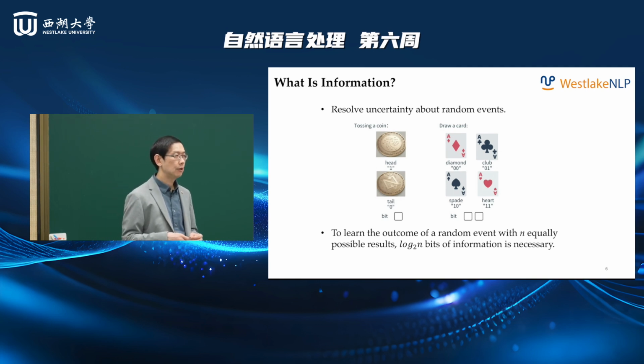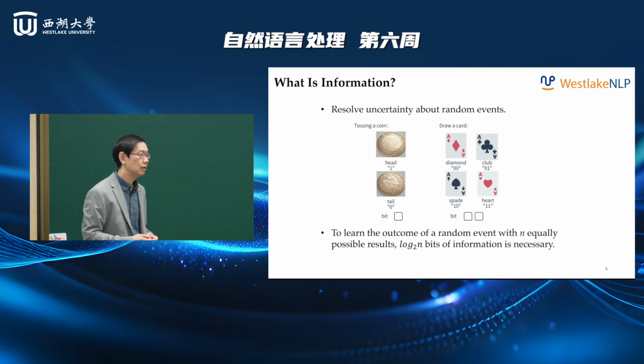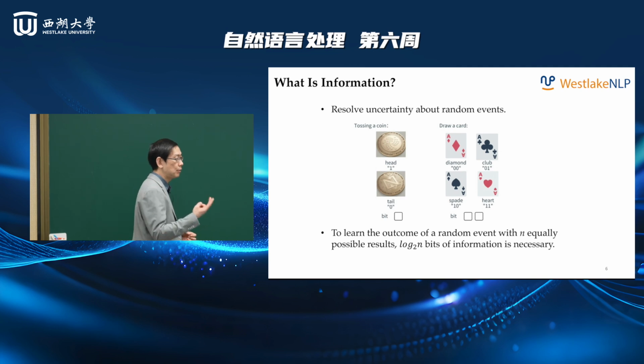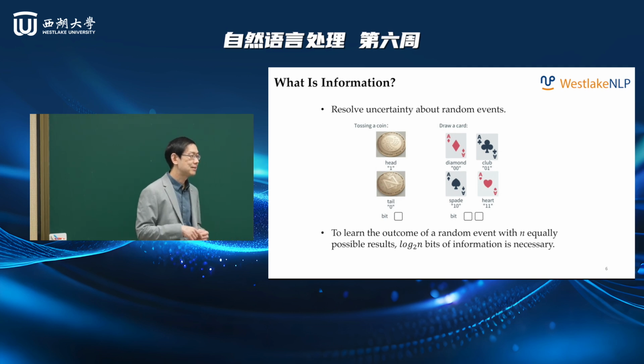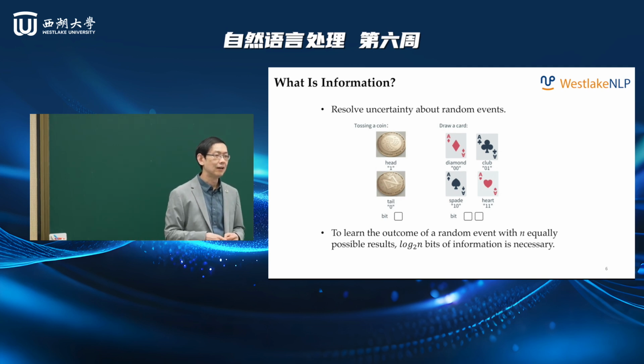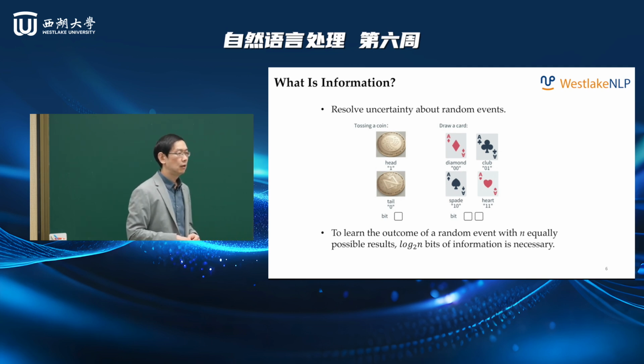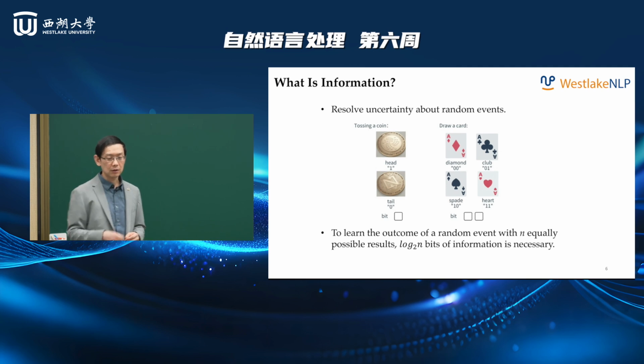So when I tell you there's no final exam, I resolve ambiguity in 2 choices, right? So I can use 1 bit to encode it, right? 0 means no final exam. 1 means there is final exam. So this is like tossing a coin, right?